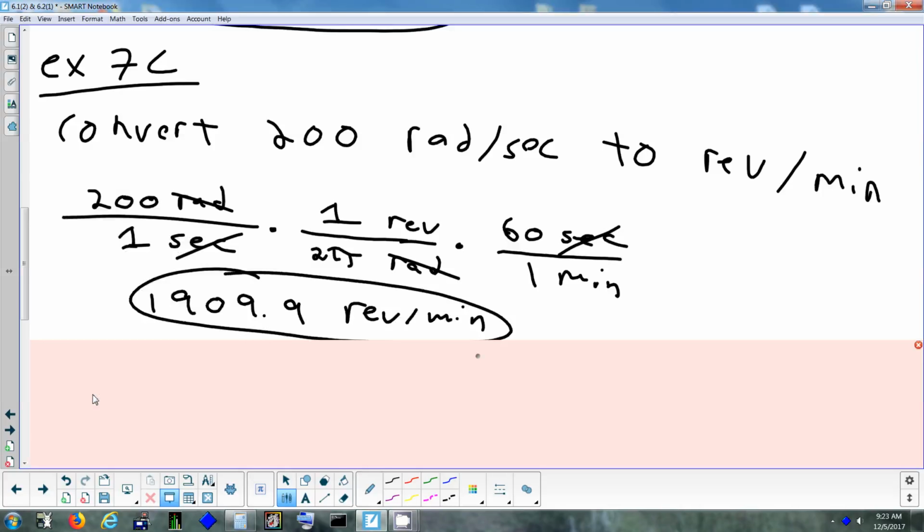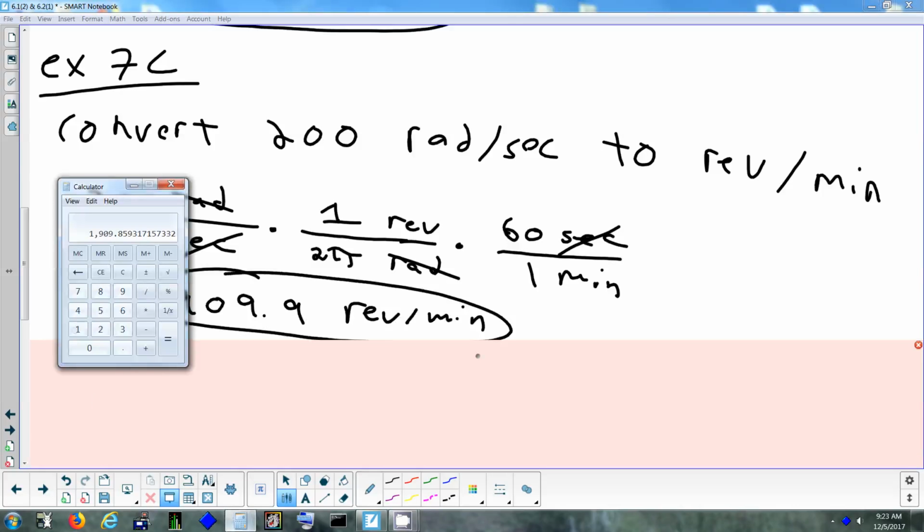18,000. Did I mess up my calculation? 200 times 6 is 1,200, right? 2 times 6 is 12, and then 12,000 divided by 2 pi. So 12,000 divided by 2 first, and then divided by pi. I think that's right. We needed 12,000 divided by, did you put it in parentheses?